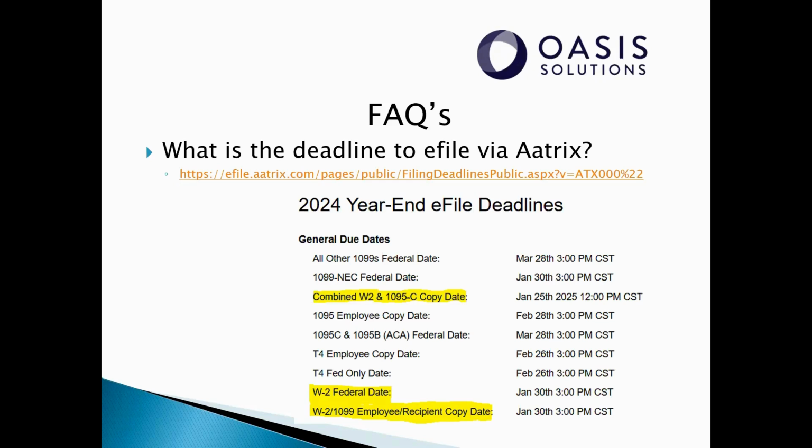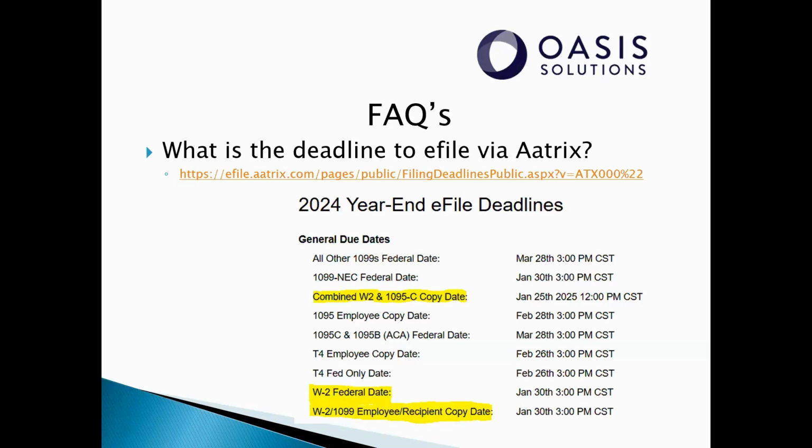The W-2 federal date is the federal government has to have the information by January 31st. So in order for Atrix to be able to send that information and make sure they have enough time to send your data, your deadline is going to be January 30th at 3 p.m. Central Time to get them the data to send over. That is for your W-2s. And then if you are using Atrix to print your copies, also it's January 30th.